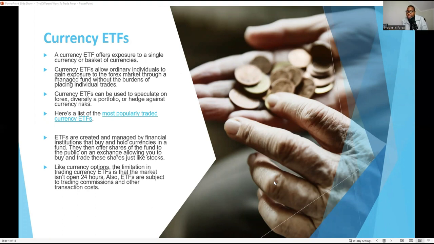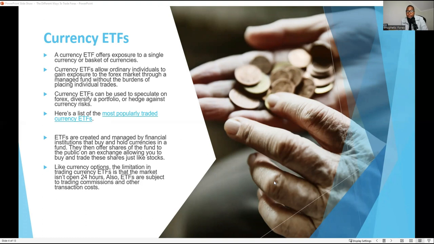ETFs are created and, of course, managed by financial institutions that buy and hold the currencies in a fund. They then offer shares of the fund to the public on an exchange, allowing you to buy and trade these shares just like stocks. Okay, so you've watched those movies like The Wolf of Wall Street. This is exactly what you are talking about, ETFs. This is exactly what they were actually doing.